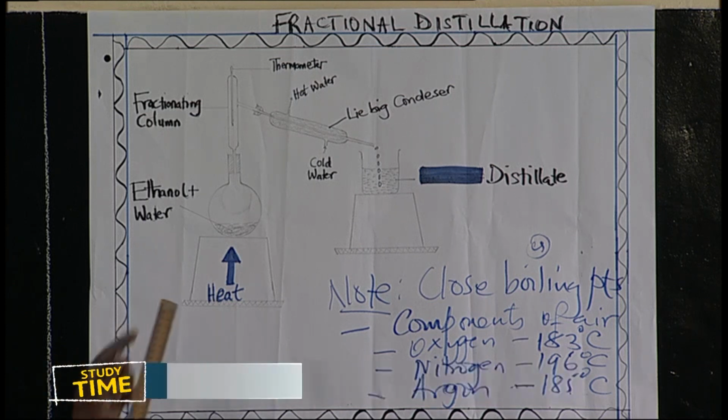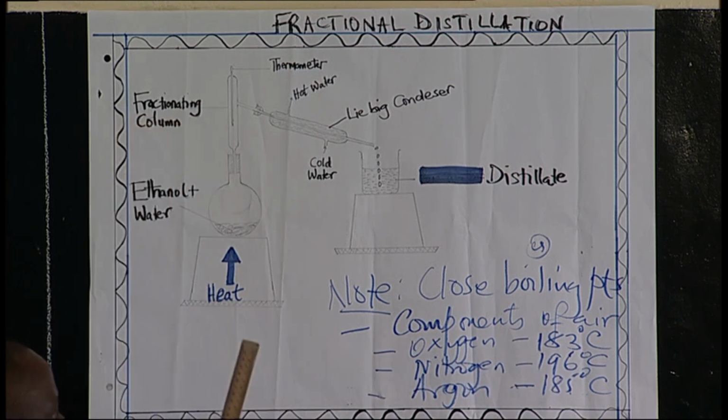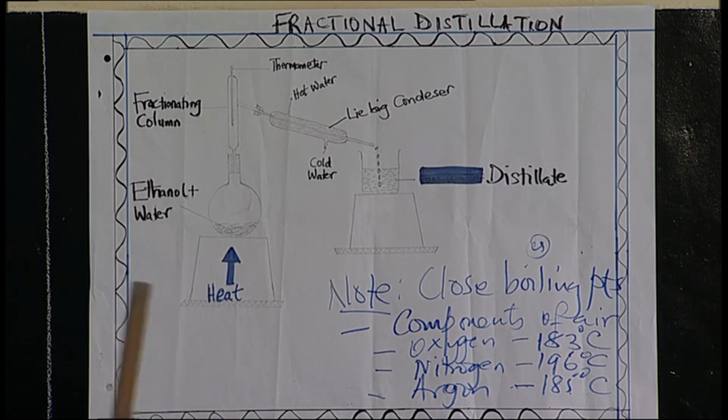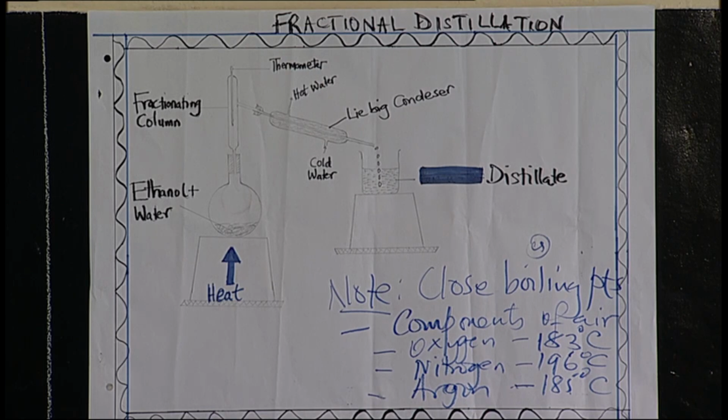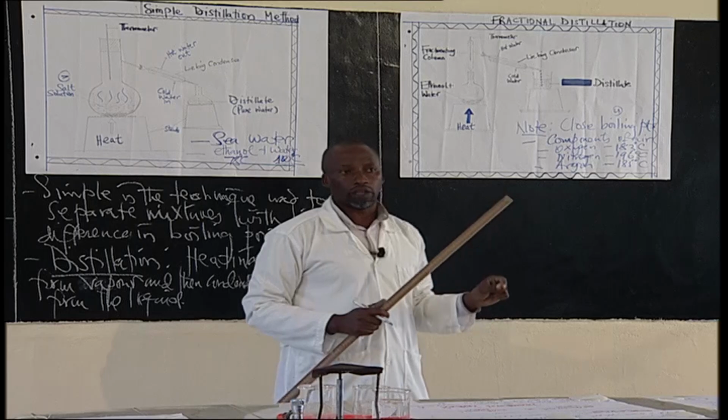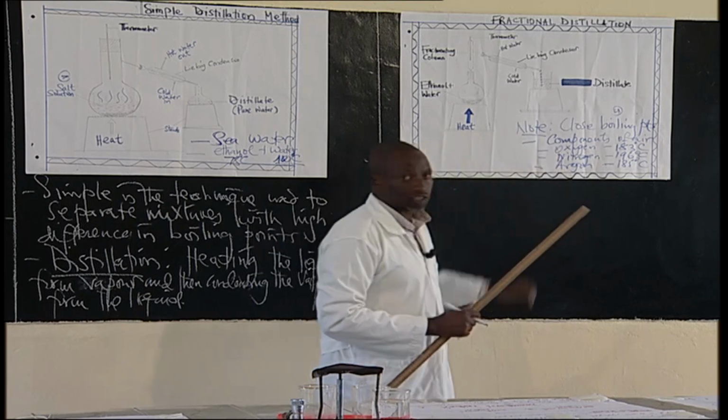So here, in this method, what is the purpose of the fractionating column? The fractionating column is the one that fractions these substances so that we can collect these substances in the form of fractions. That's why it is called a fractionating column with a thermometer, because you remember we said that this depends on the boiling point of these substances.